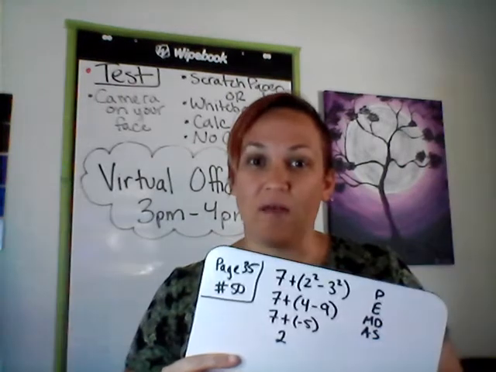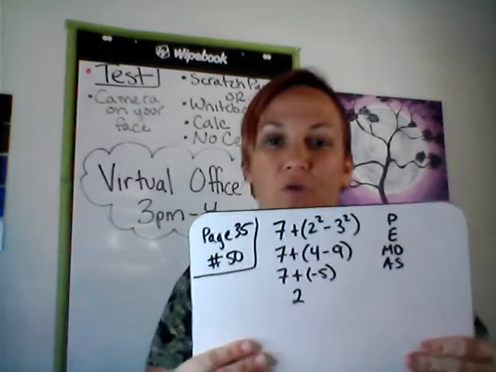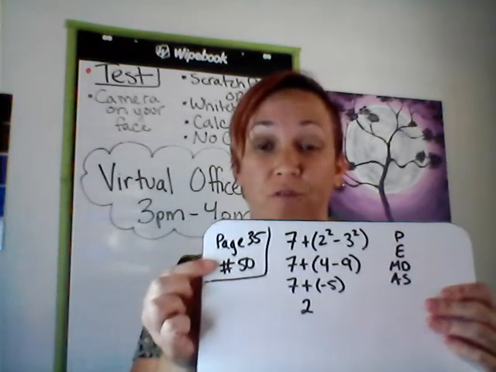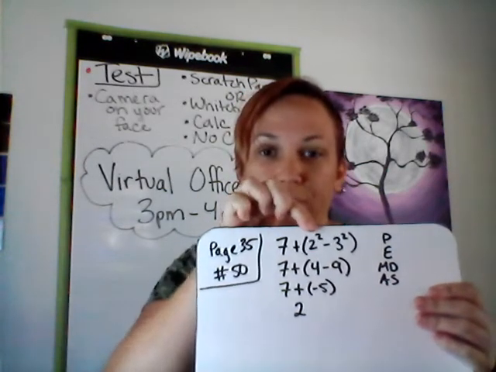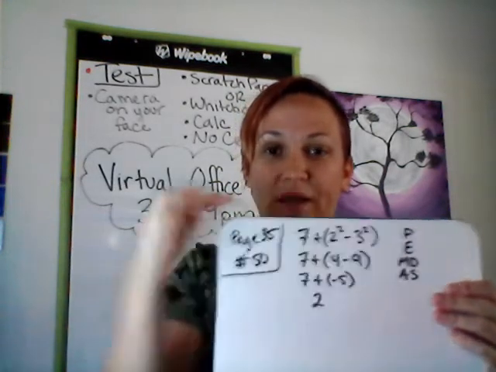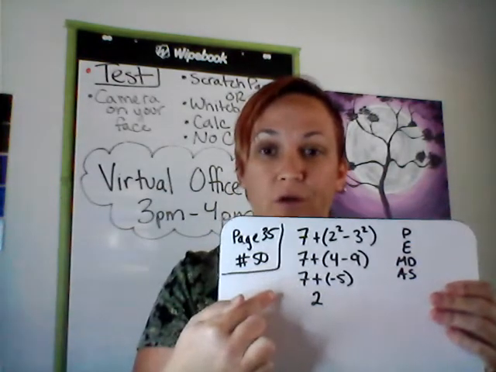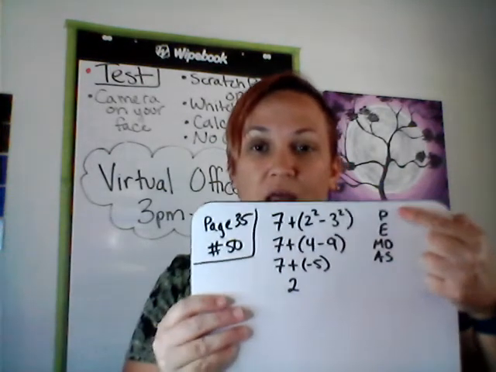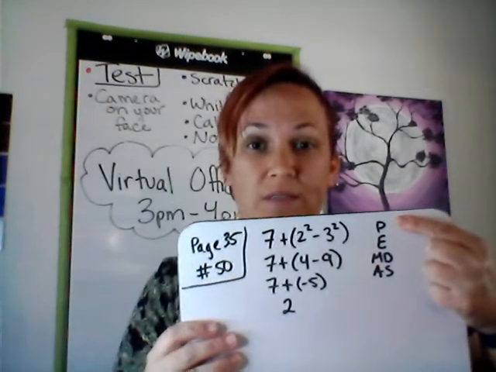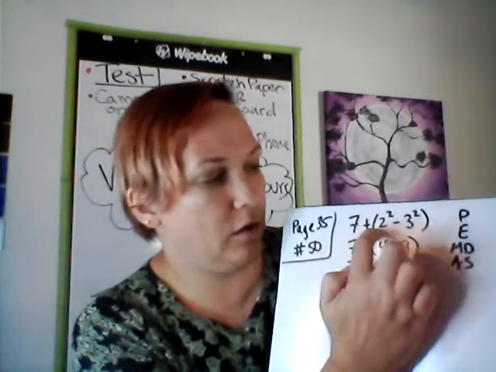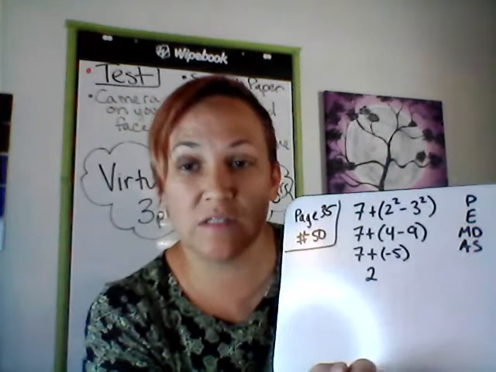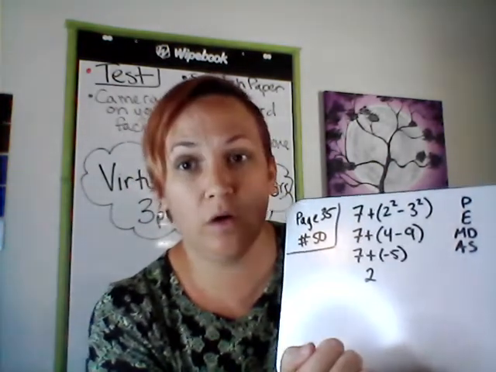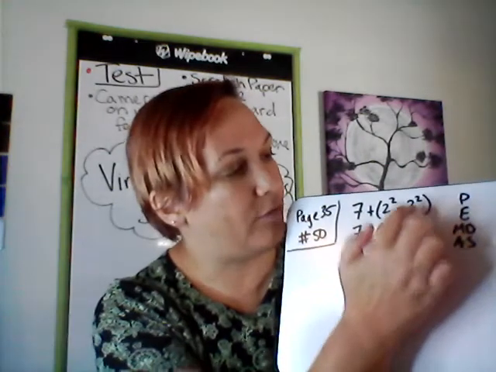Hi, this is Mrs. Gallagher, and for my extra credit video, I'm going to be talking about page 35, number 50. Okay, so here was the original question, and then here is all my work where I simplified. So to simplify the problem, I used PEMDAS, and the first thing I did was the parentheses, and you can see those right here. And in the parentheses, the first thing I did was my exponents. So I did 2 squared is 4, and then I did 3 squared is 9.